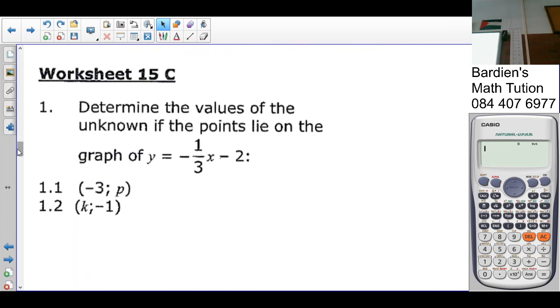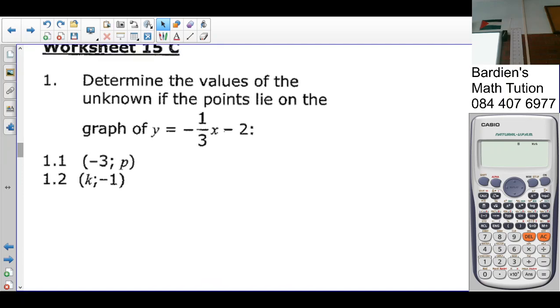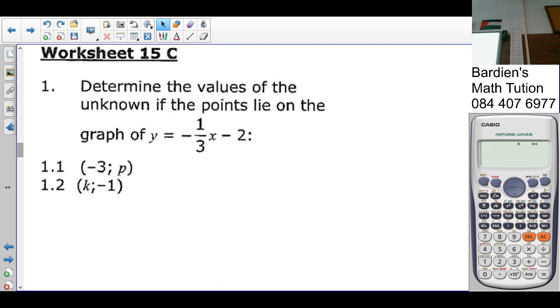Let's look at 15c. Determine the values of the unknown if the points lie on the graph of y equals -1/3 x minus 2. So remember, when I do the substitution, that's an x and a y. Once I put the input in, I get the output out. If I put the x value in, I must get the y value out. If I put the y value in, I must get the x value out.